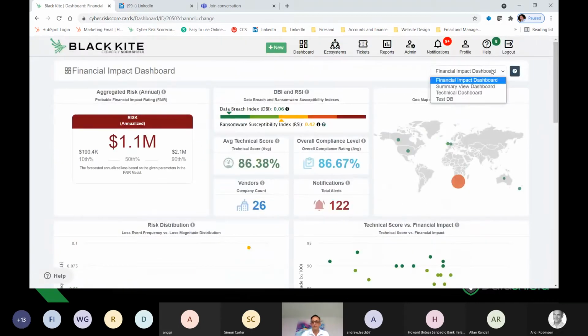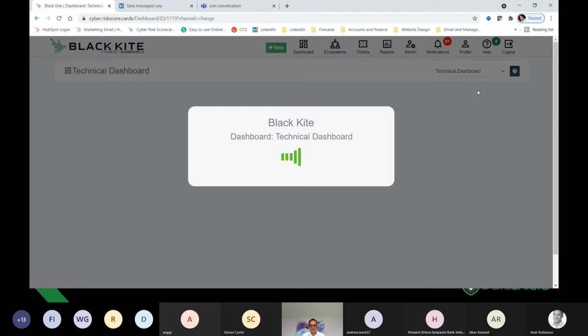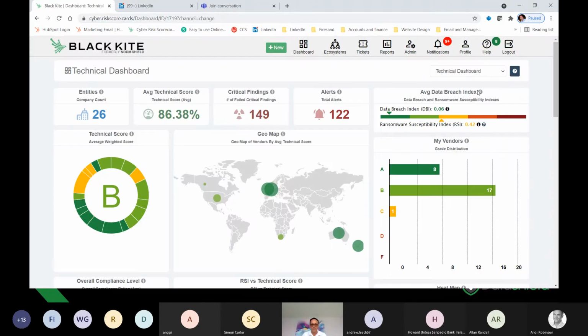And there's obviously a technical dashboard as well. And any element that you've seen here, you can also create your own custom dashboards. So you can create a dashboard that is more relative to how you work as a business. You might want some financial elements in there.